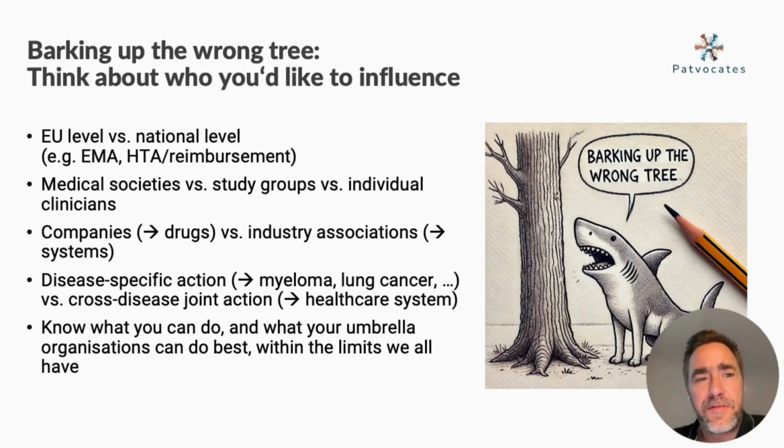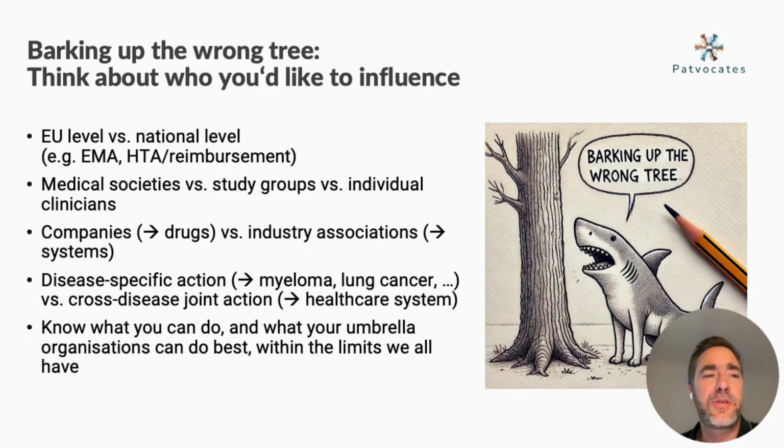Another mistake that we often make as patient advocates is barking up the wrong tree, because you always need to think of who you want to influence and who the decision maker is. We sometimes keep complaining here and there, but we're probably addressing it to the wrong person. If you take Europe as an example, we have specific issues, for example reimbursement, that the national member states of the European Union decide.